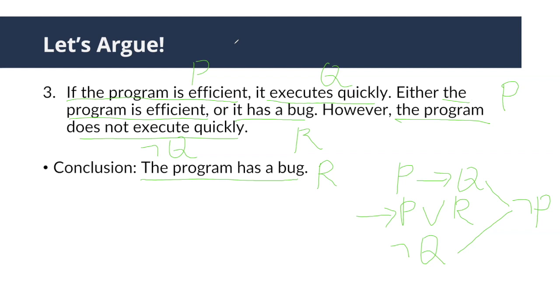Which law should we use? The implication law. But to do that, we need one more step. So P or R is equivalent to not not P or R. Why? Because we can apply double negation law on P. And then this is equivalent to not P implies R. Then by the first inference rule, if this is true and not P is true, we can imply R is true, which is our conclusion.